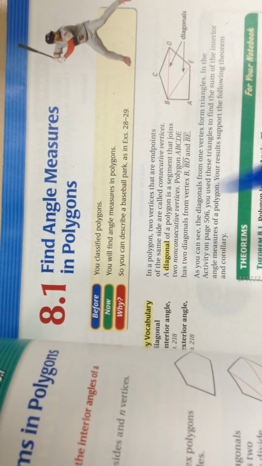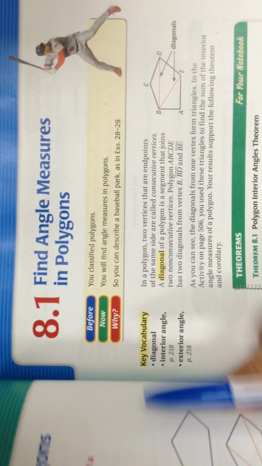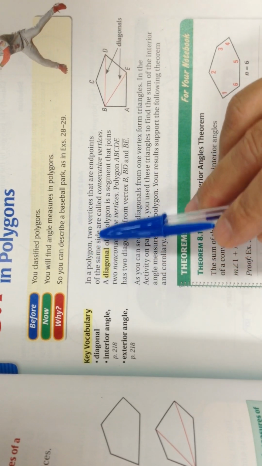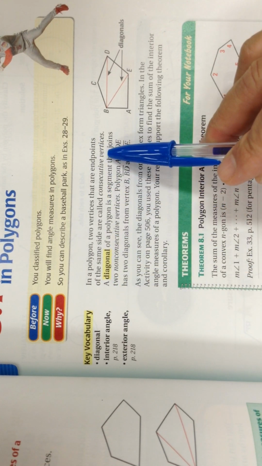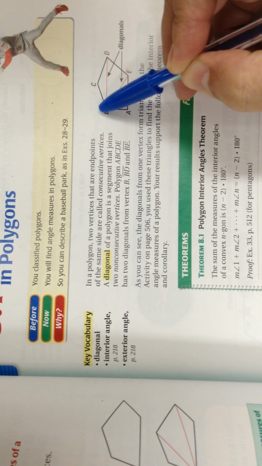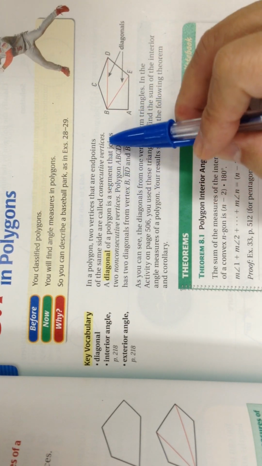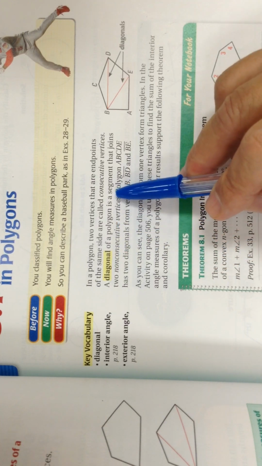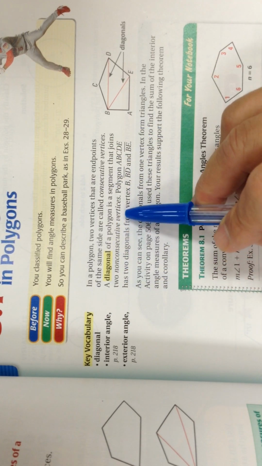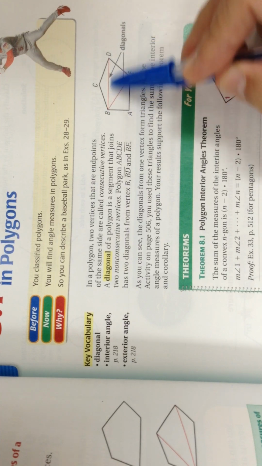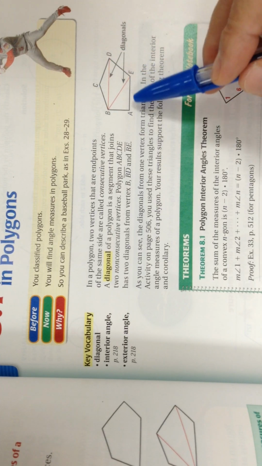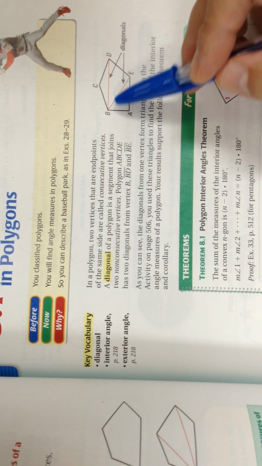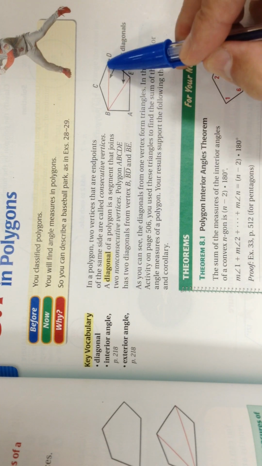Let's go to 8.1, find angle measure in polygons. It says in a polygon, two vertices that are endpoints of the same side are called consecutive vertices. Consecutive means one after the other, like this. A diagonal of a polygon is a segment that joins two non-consecutive vertices, like this example of diagonals, because it joins two points that are not consecutive. If it's consecutive, it's a side. If it's not consecutive vertices, it's a diagonal.